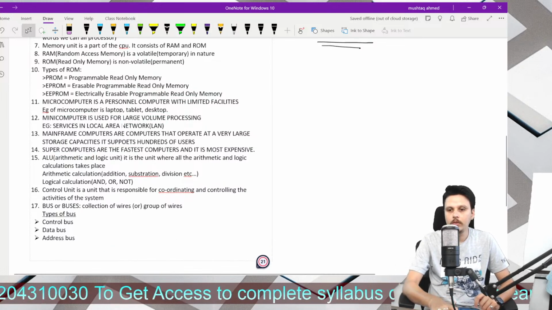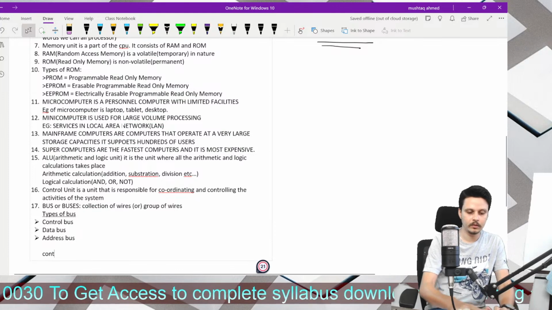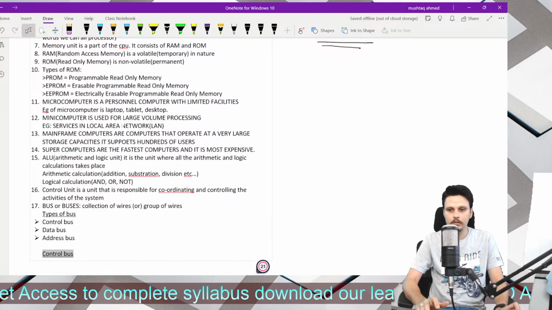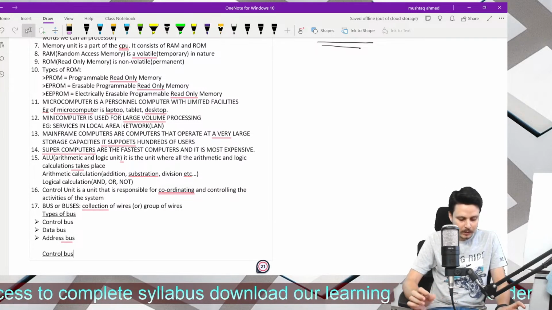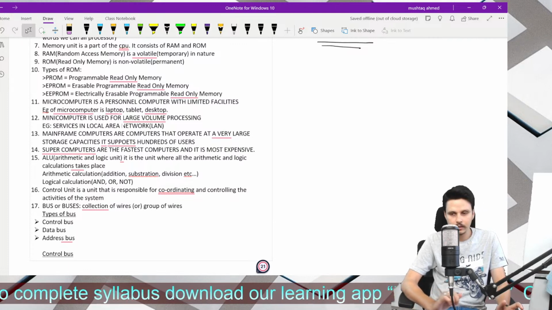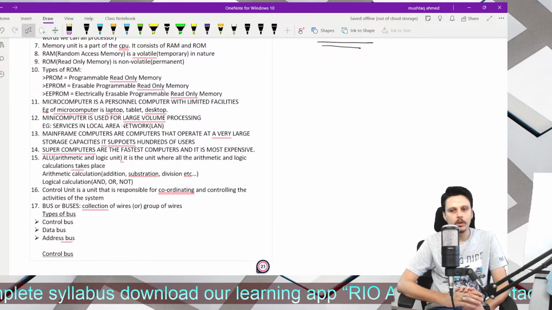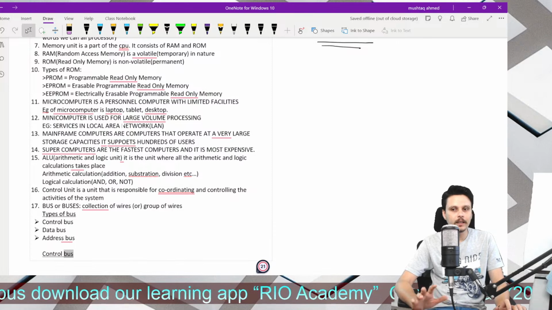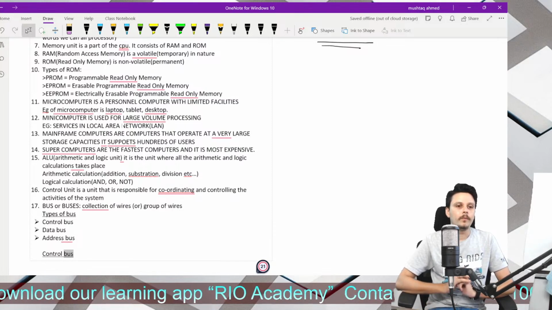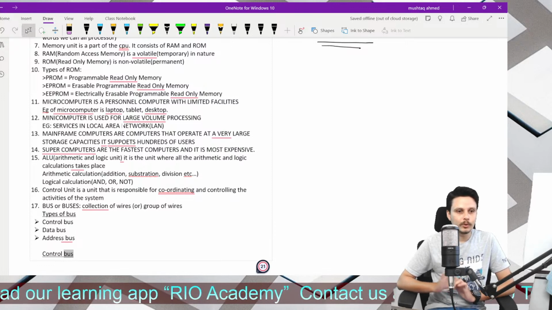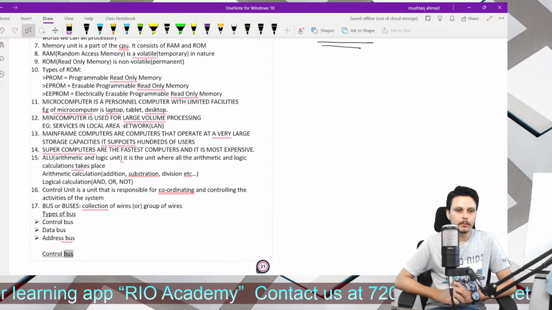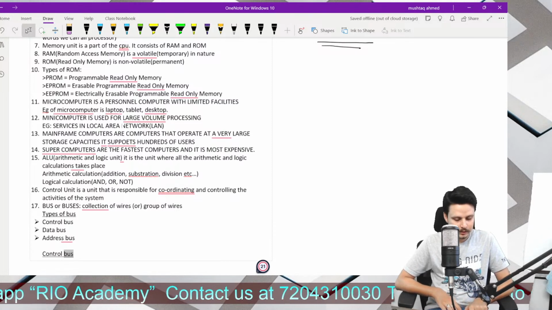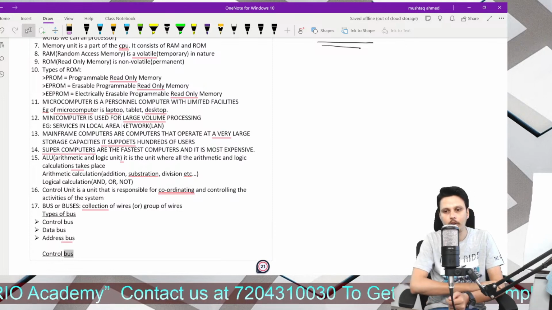Then one by one now. Control bus. As the name says, control bus is used to control the signals through the wire. As you already know, bus is a collection of wires or a group of wires. Using those wires, signals will be transmitted. So control bus is a bus which is responsible for controlling the signals like interrupt signals and all.